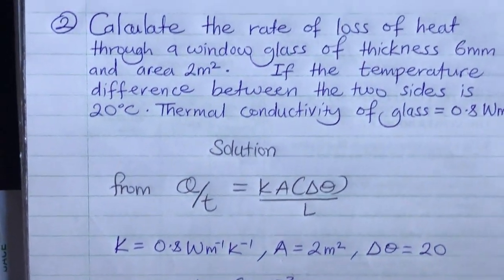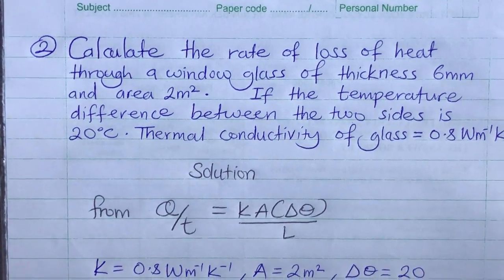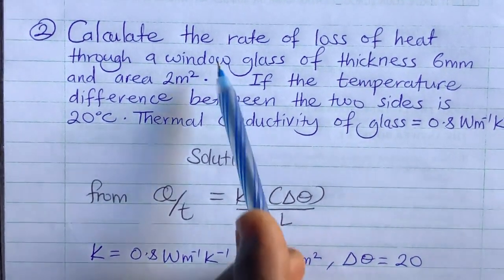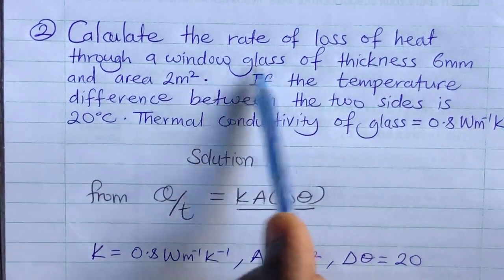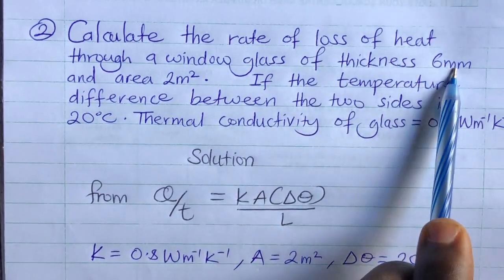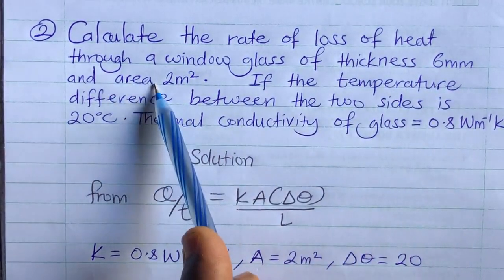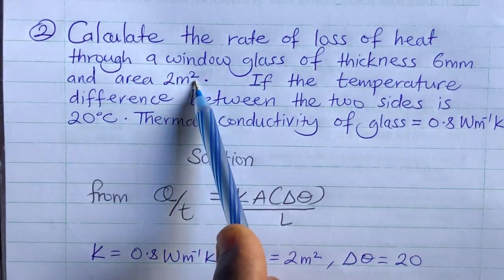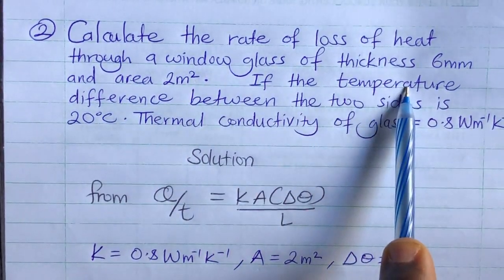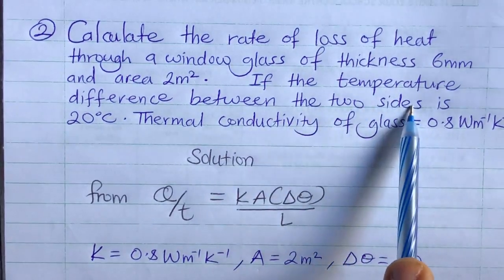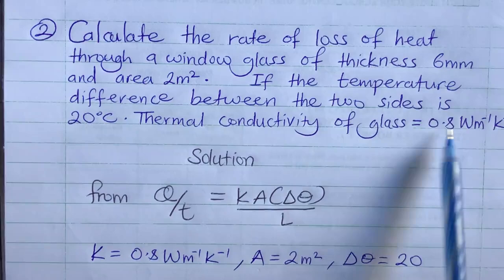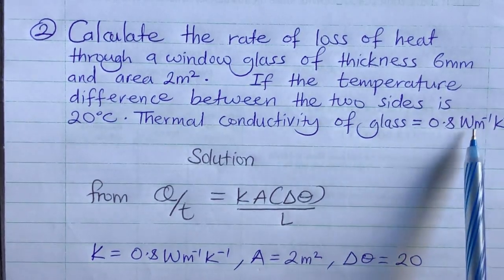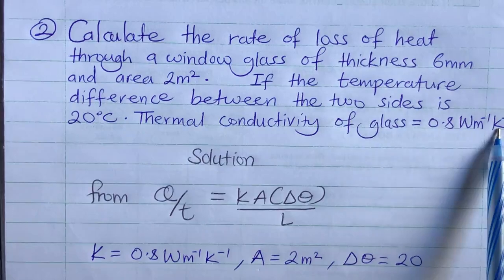In the second example, we are told to calculate the rate of loss of heat through a window glass of thickness 6 millimeters and area 2 meters squared. The temperature difference between the two sides is 20 degrees Celsius and the thermoconductivity of glass is given as 0.80 watts per meter per Kelvin.